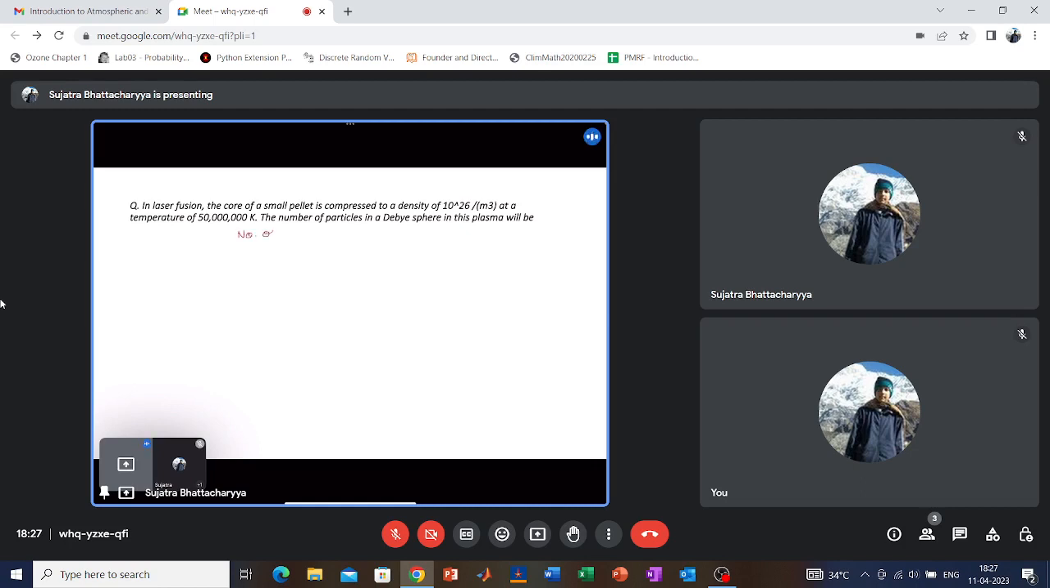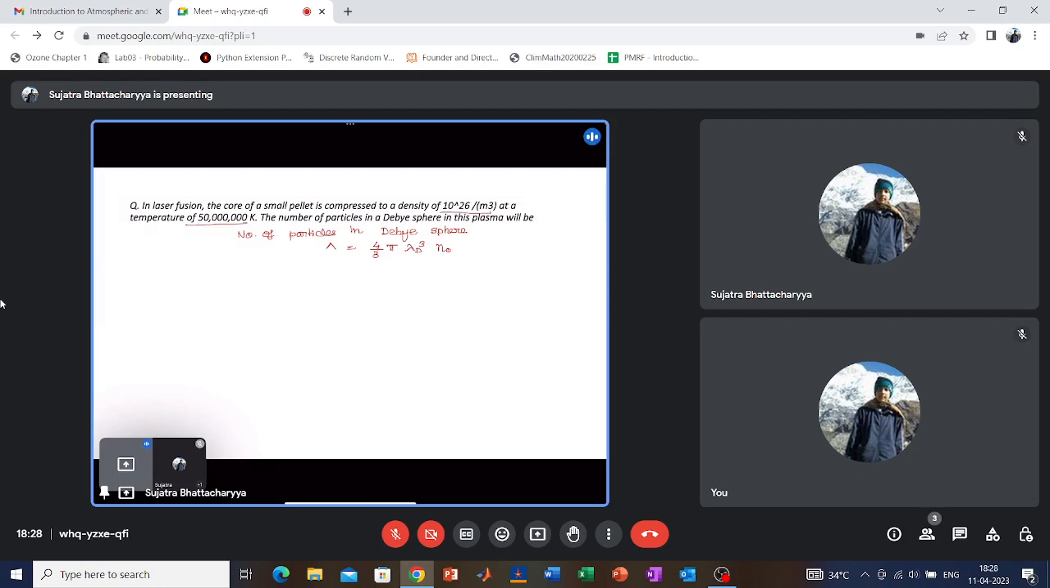Number of particles in Debye sphere is given by the Debye parameter, that is capital lambda is 4/3 pi lambda D cube n naught. Now n naught is given to me, lambda D has to be calculated, which we can do based on the number density which is given and based on the temperature which is given.